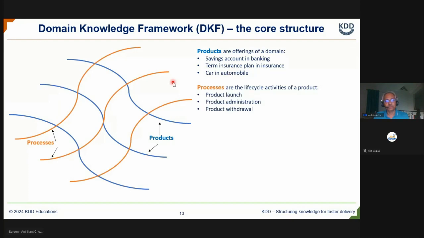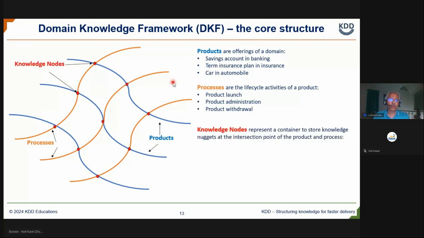Similarly, there are processes. Now, processes are the life cycle activities which happen on the product. And typically, launch, administration, and withdrawal are the three key processes which every industry will have. So it is depicted this way, and the cross sections of these two, product and process, that's what we call knowledge nodes. Now we call it a knowledge node because you can see it as a container, a kind of box, जहाँ की सारा knowledge जो जो हम लोग daily use में use करते हैं, that knowledge is retained in this place. So every knowledge node will have knowledge about product and processes.